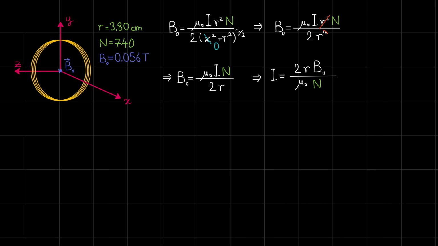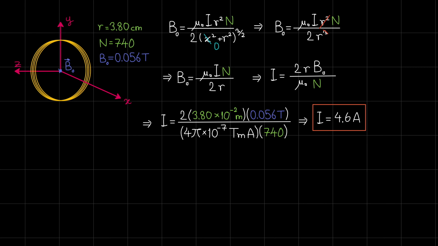Now let's go ahead and plug in the numerical values and calculate. We get capital I equals 4.6 amps. The next question is, at what distance x from the center of the coil is the value of the magnetic field equal to half of its value at the center?